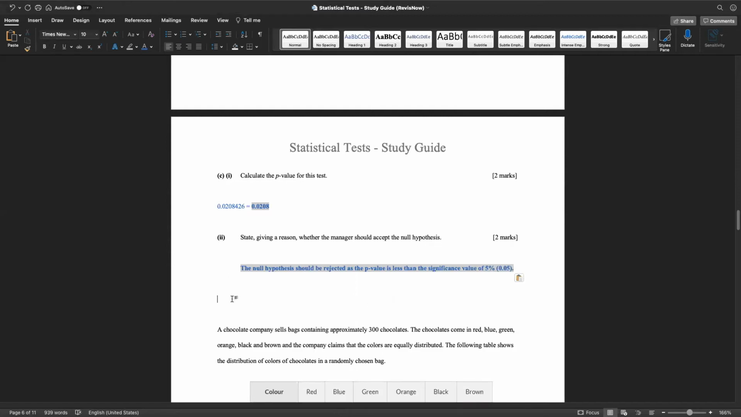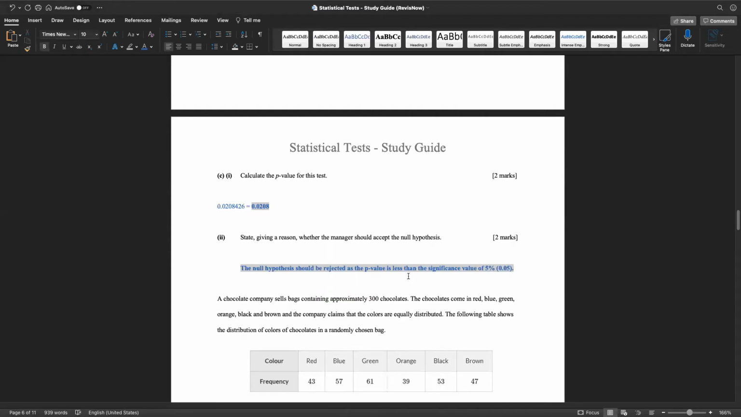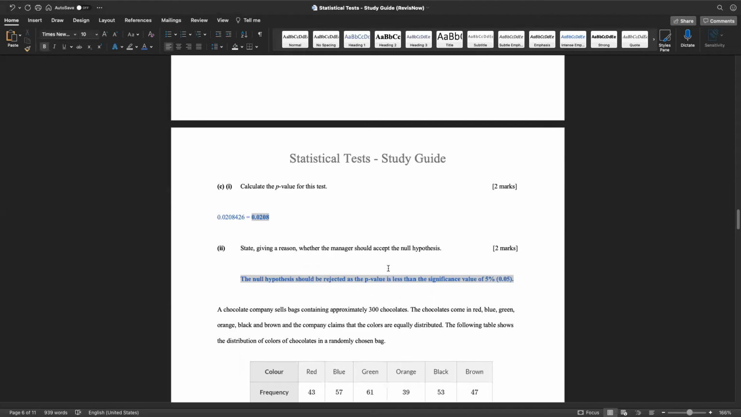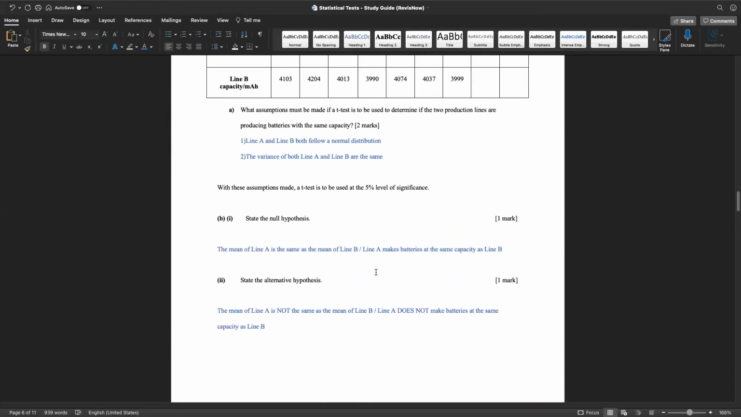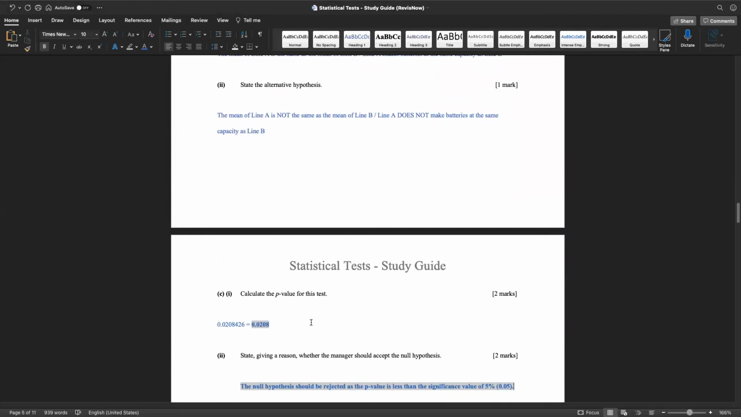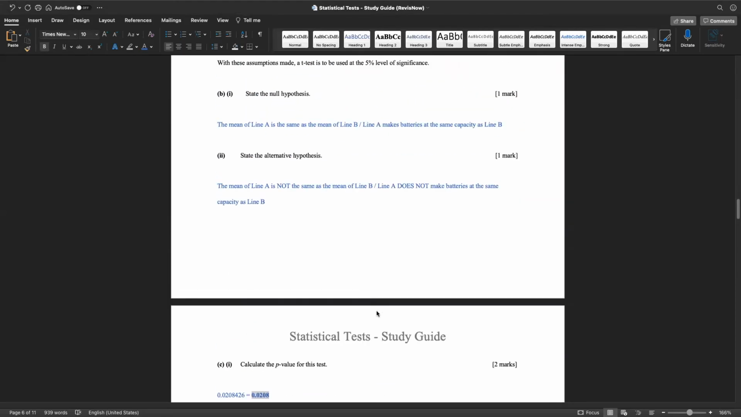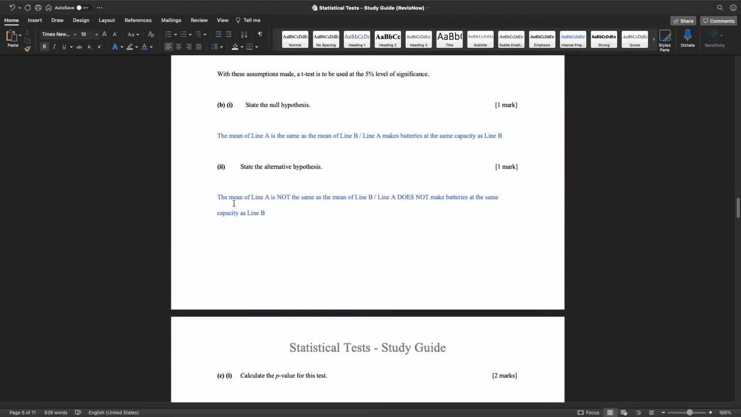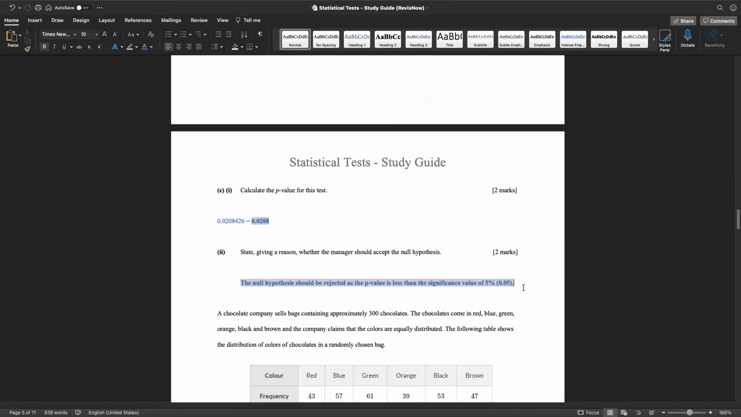Also, I asked Ms. Sinha if she wanted us to write the actual conclusion as well, and she said she wants us to, because for some questions they might require you to, and for some they don't, so it's just safer to do both. So what she means by that is, remember on our null and alternate hypothesis, since we're rejecting the null hypothesis, she wants us to write that the mean of line A is not the same as the mean of line B, or line A does not make batteries at the same capacity as line B. She wants us to add that in that section as well.